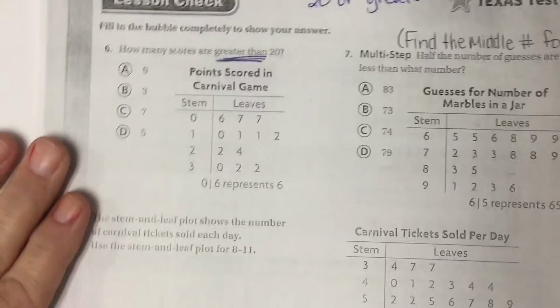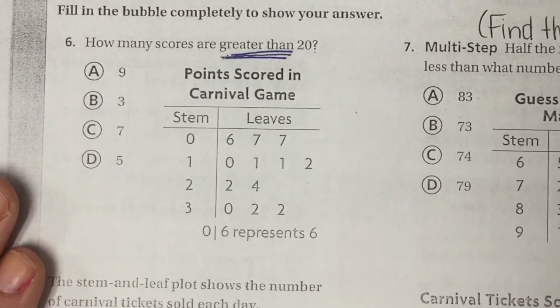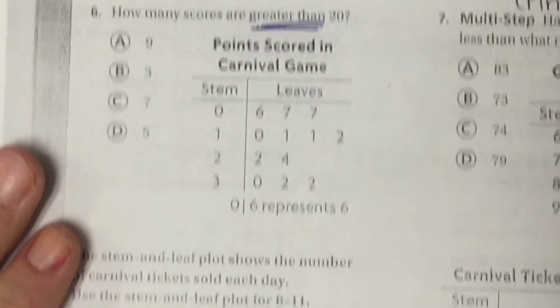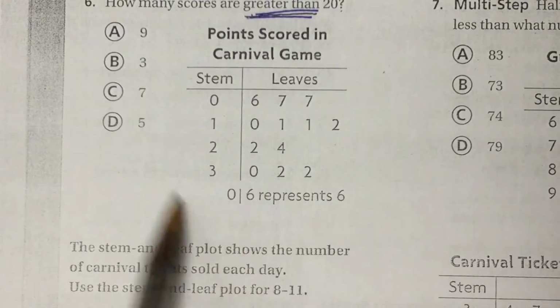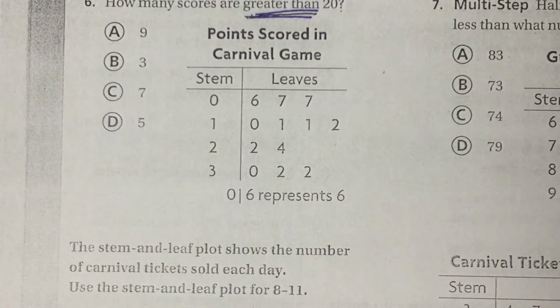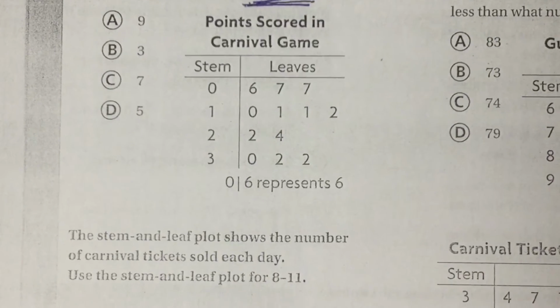Okay, so we're going to forget the question right now, and I'm going to ask you a separate question. So forget what it says there. Using this stem and leaf right here, if I asked you, what's the total number of points scored in the carnival game, what would you do to find the total? Okay, you're going to add up all the points, right?